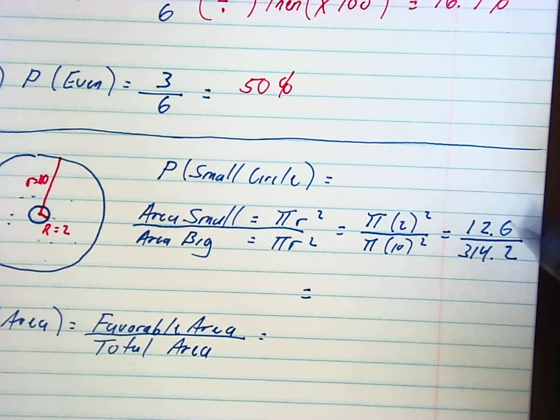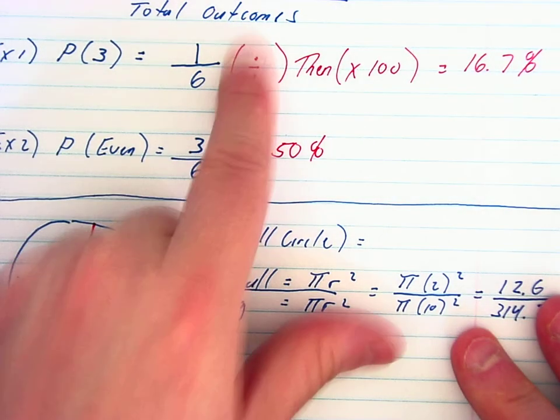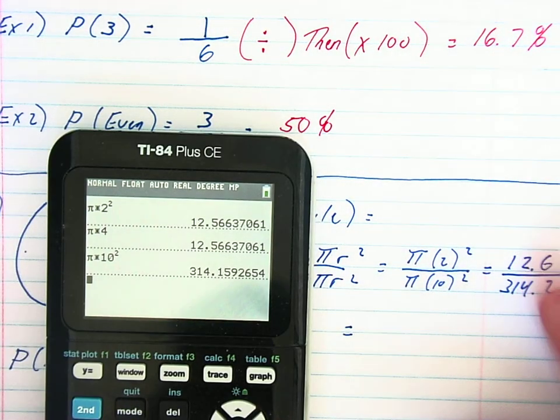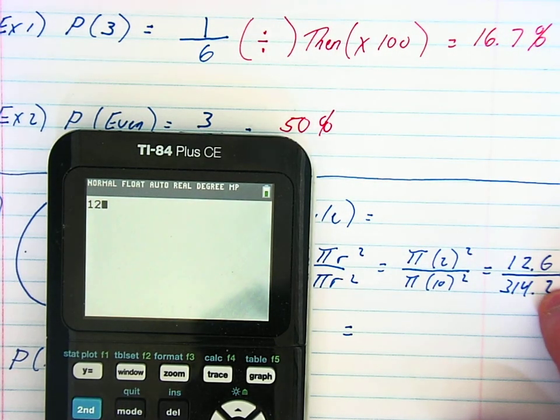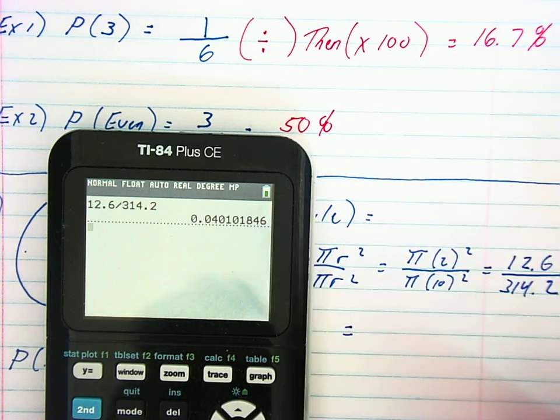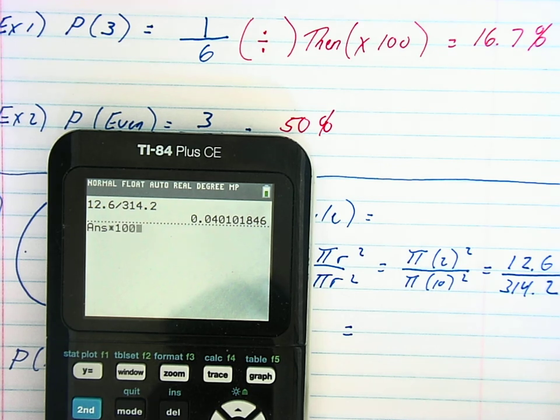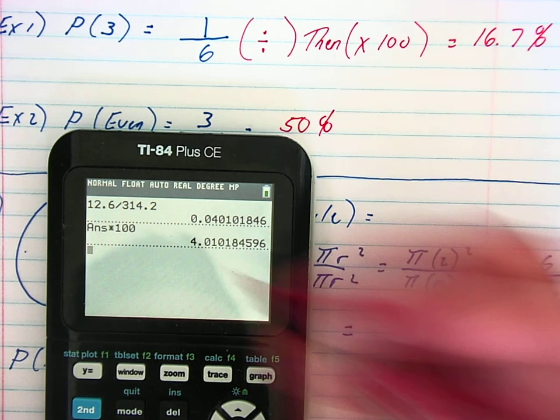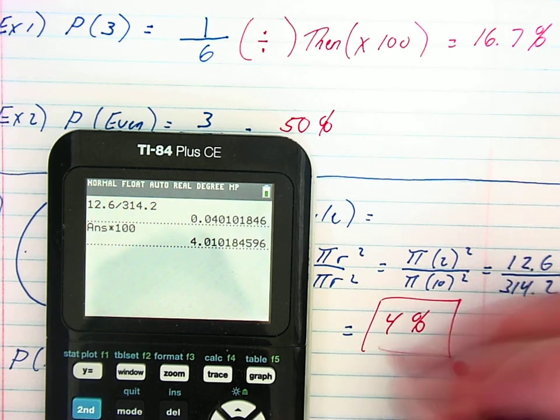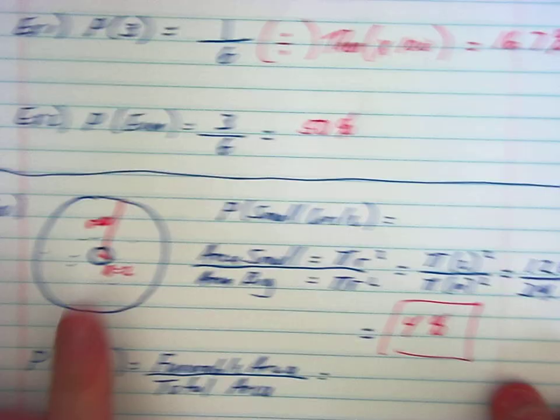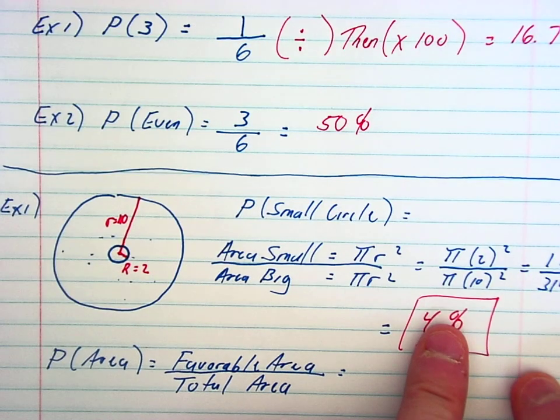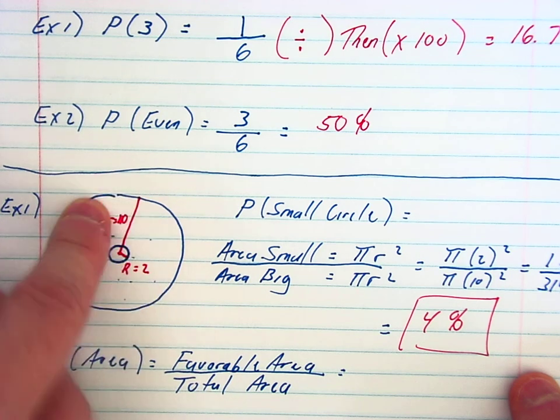Once you have those two numbers, we're exactly the same as up here. We're going to divide them, and then multiply by 100, and that'll give you your final answer. So I'm going to take the top, divide it by the bottom, always. So it's 12.6 divided by 314.2. Gives you that number right there. Multiply that by 100, and there's your final answer. That would be 4.0%, so 4%. Which makes sense because that is such a small part of the whole figure that you would think it would come out to be a small percent. If I made a bigger circle, it would be a bigger percent.